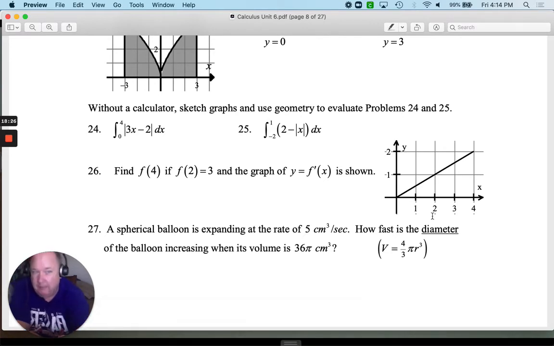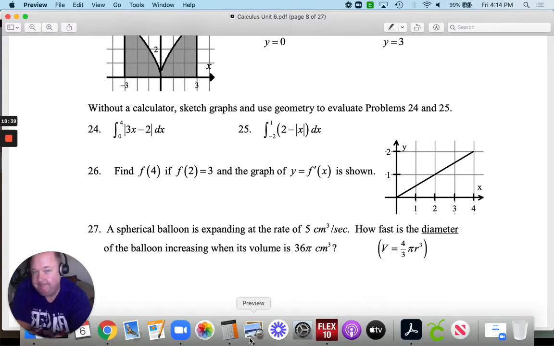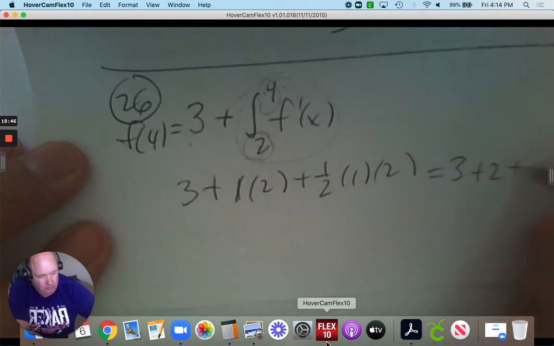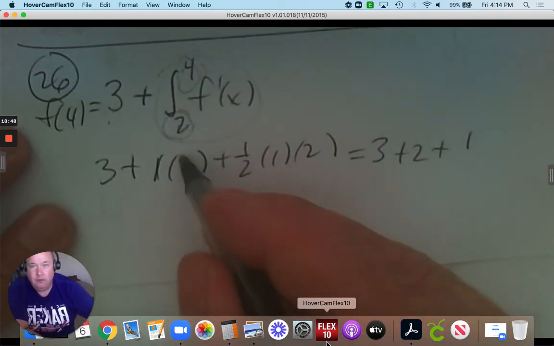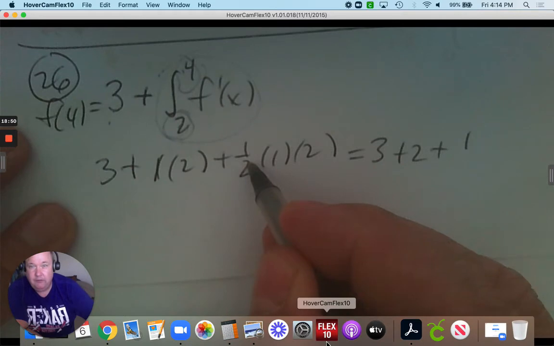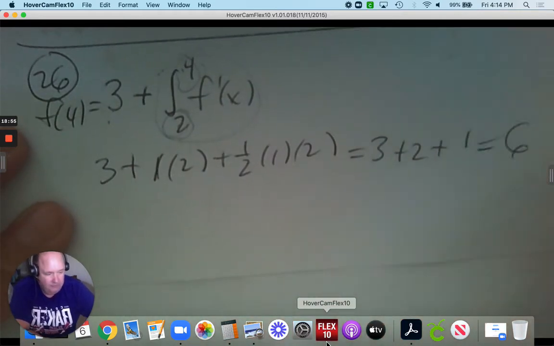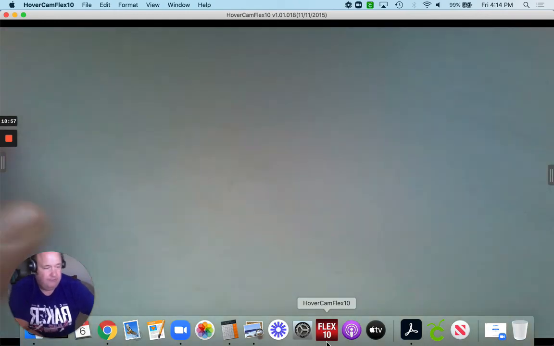It's also a trapezoid where the bases are on its side again, so it's 1/2, and then you get the same answer either way. Answer 6, right? Yep. So you could have done a trapezoid. I like trapezoids. So 3 plus 2 plus half of 2, which is 1. So add it up, it's 6. Done. 27.